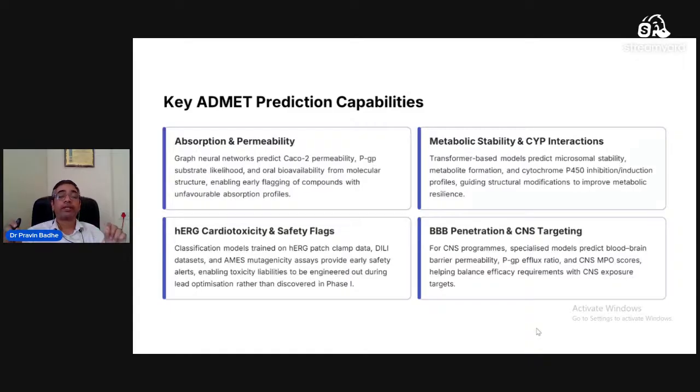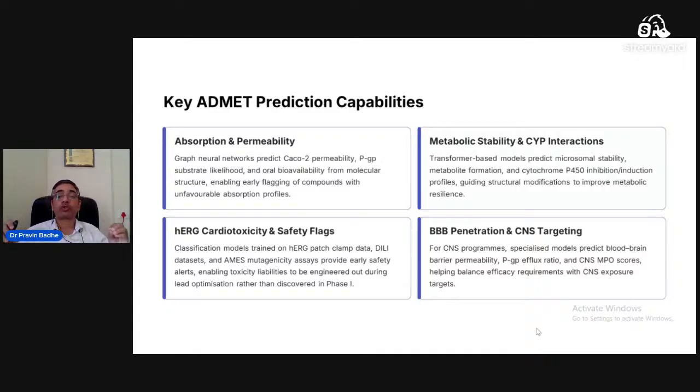So the key ADMET prediction capability which can be done with AI is that using graph neural networks, you can look at the permeability of Caco-2, which is important in oral bioavailability. Then metabolic stability and CYP interactions. So cytochrome P450 inhibition is very important. That can be understood. Then cardiotoxicity and safety flags can be given by the AI at the initial stage only, which is very important when you are actually moving into in vivo and taking it towards the clinical.